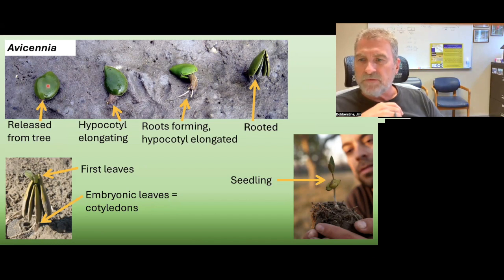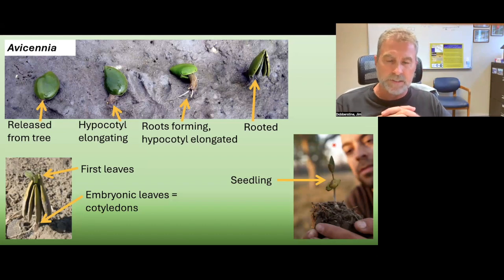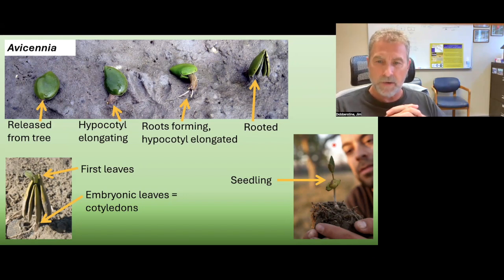Once that is released from the tree, you can then start to see the hypocotyl elongating. From there, roots start to form, elongation continues, and then eventually it will root. You can see the first leaves starting to emerge as well. So here's a case of a seedling. I know that some of my colleagues with the U.S. Department of Agriculture and other entities have done some propagation, particularly with black mangrove.